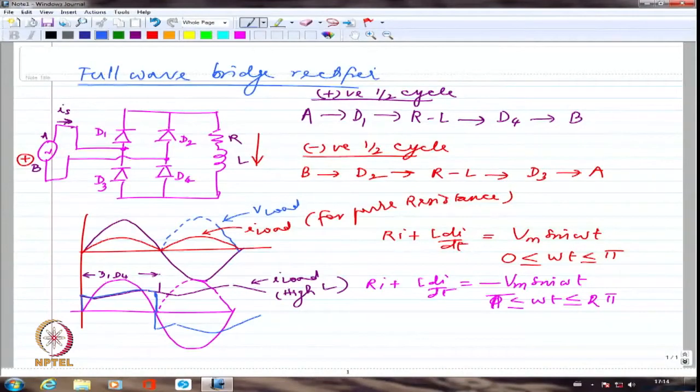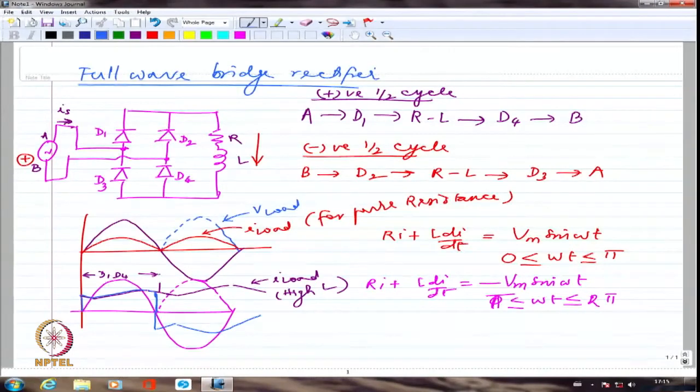So there is no question of any saturation of the transformer. If I put a transformer on this side, it will have an equal amount of fluxing and defluxing. So there is no question of the transformer accumulating the flux and then getting saturated. It will never happen. So you will not see any saturation in the case of a full bridge rectifier. This is one of the major advantages of the full bridge rectifier.